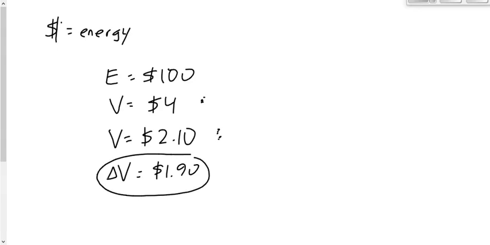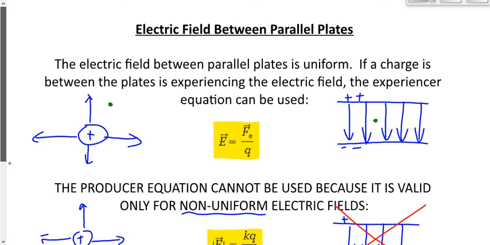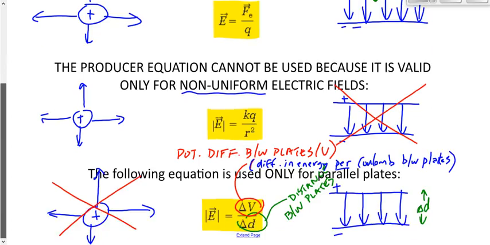So potential difference is not energy, right? The $100 is the energy, but it's related to the energy. It's not even the energy per coulomb, because that would be the $4 or the $2.10. It's the difference in energy per coulomb or the difference in money per person. So my last equation, delta V over delta D, is the potential difference, or the difference in energy per coulomb, divided by the distance between the plates. Remember, it's only valid with a uniform electric field.